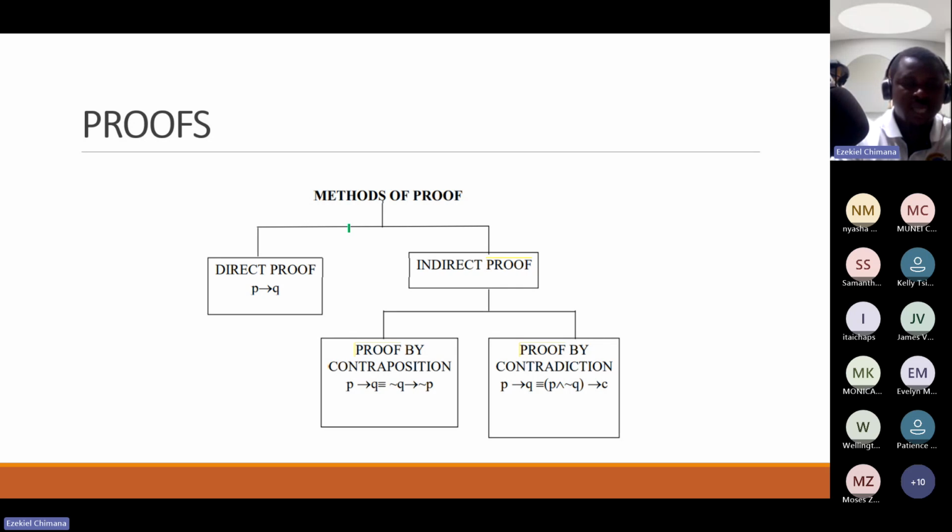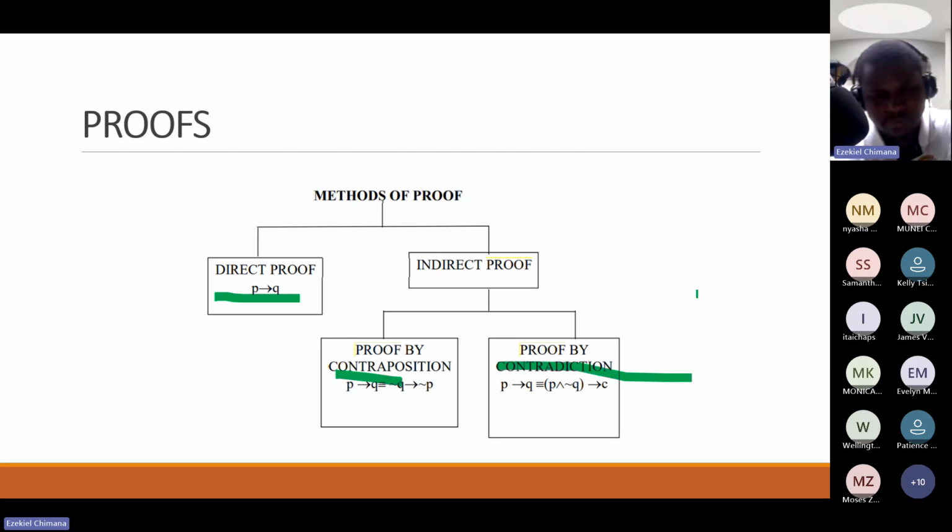Do them, right? So we have got the direct proof. We have got the indirect proof. We are going to look at contraposition, contradiction. Also, we are going to look at mathematical induction as well. So you need to be well equipped on this area.